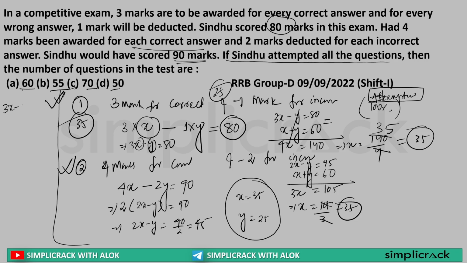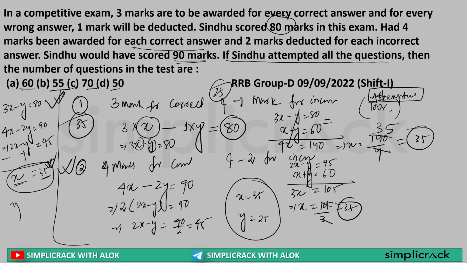3x minus y is equal to 80 and 4x minus 2y is equal to 90, or this can be written as 2x minus y is equal to 45. Then he can solve both equations and find the answer. So 3x minus 2x is equal to x, plus y minus y crossed out, 80 minus 45 is equal to 35. So x, the number of correct attempts, is 35.